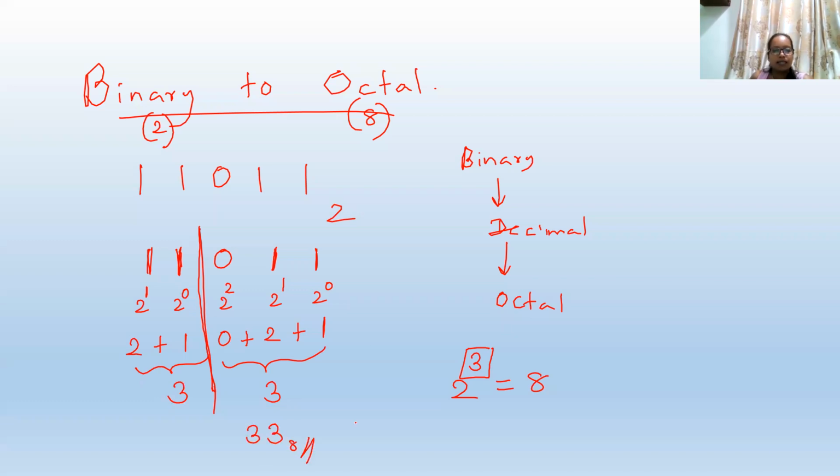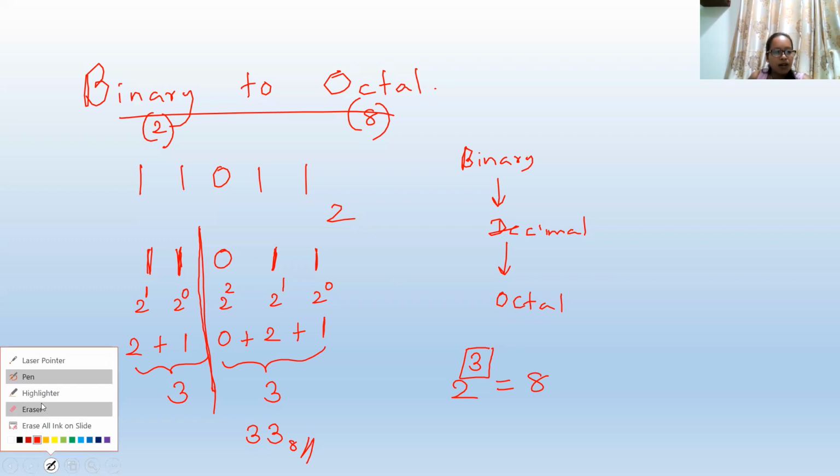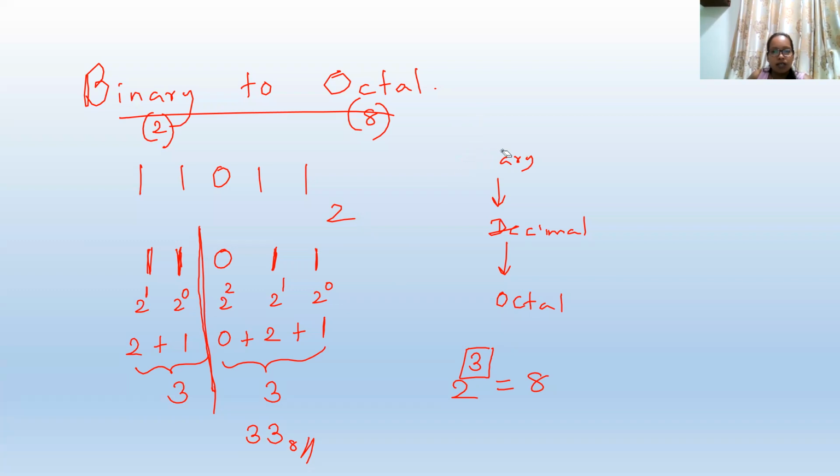The base is 8. So we'll just check this answer now because we did this thing in a shortcut. First, we'll do this even in the proper way.